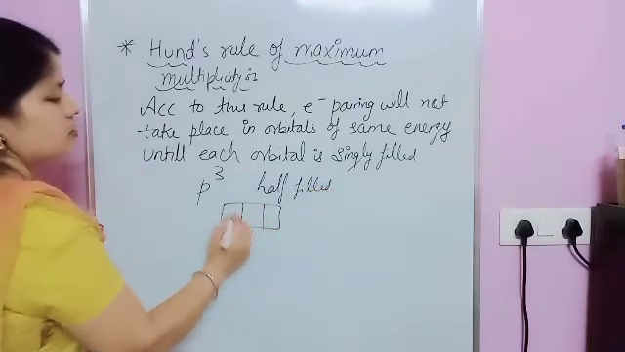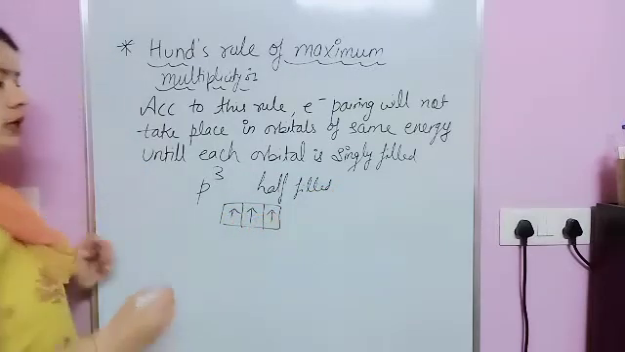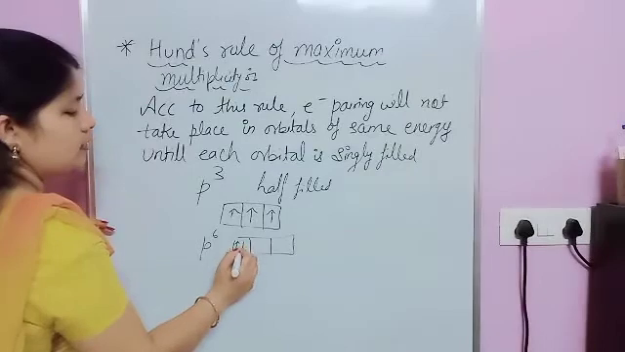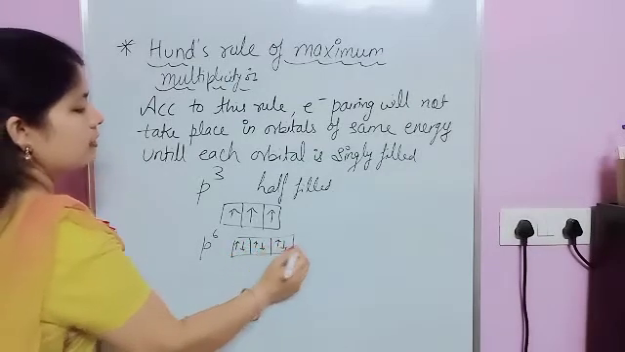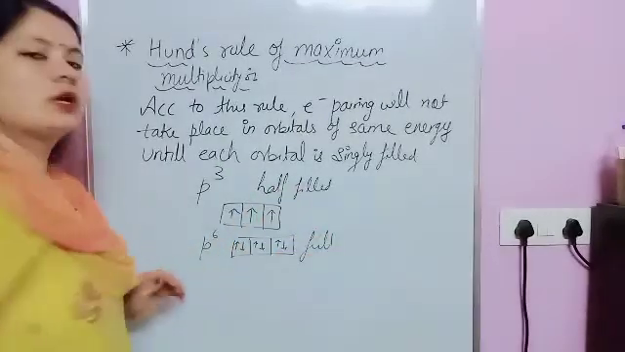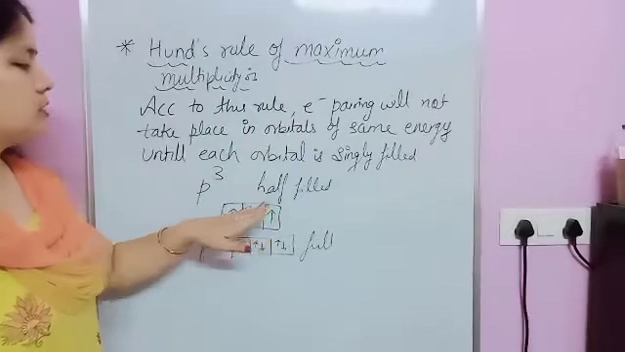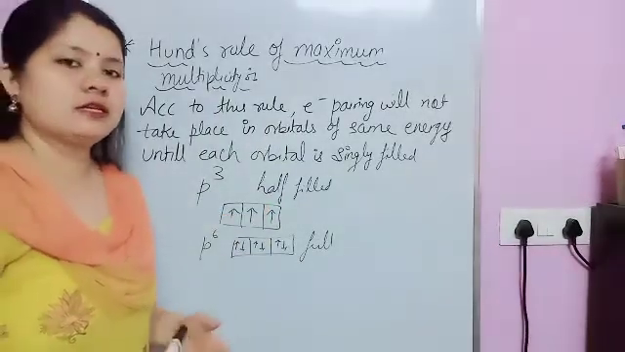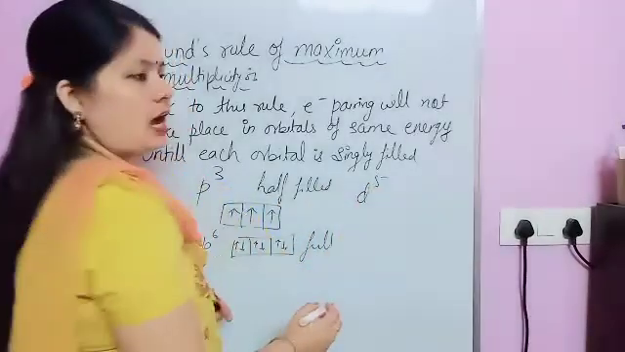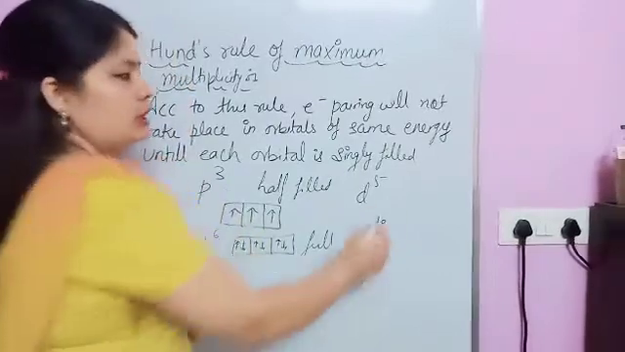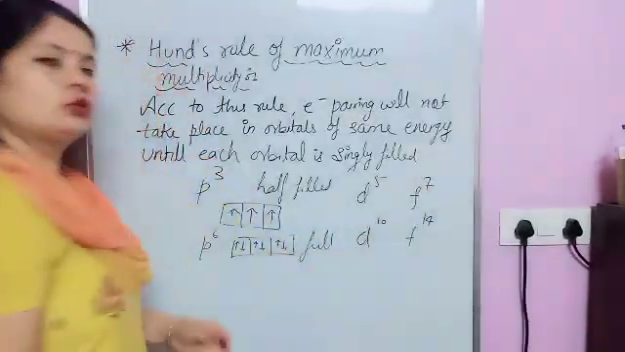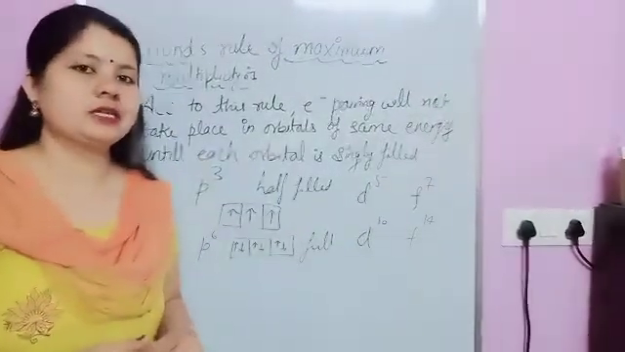Just see, it's 1, 1 and 1. Now p6, it's 1, 2, 3, 4, 5 and 6. This one is full. So this one is half filled and this one is full filled. The half filled orbitals and full filled orbitals are extra stable as compared to normal ones. In case of d, d5 is half and d10 is full. In case of f, f7 is half, f14 is full. The half filled and full filled configurations are extra stable.